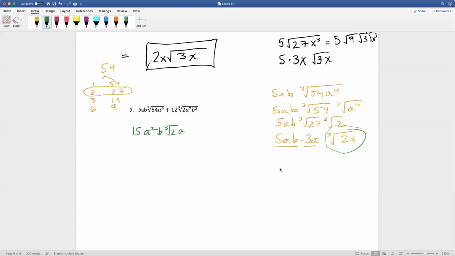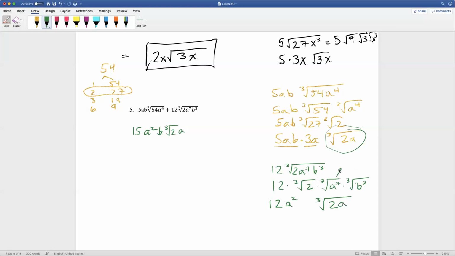So let's see what we get on that next guy. We have 12 times the cube root of 2a to the 7th b cubed. Okay, 12, cube root of 2. Cube root of a to the 7th. Cube root of b cubed. Okay, so 12 is here. Cube root of 2, we can't simplify that. We only have 1 factor of 2, right? That's the same thing as saying 2 to the first. So we're going to leave the 2 on the inside. The cube root of a to the 7th. Well, 3 goes into 7 2 times. 7 divided by 3 is 2, and there's a remainder of 1.